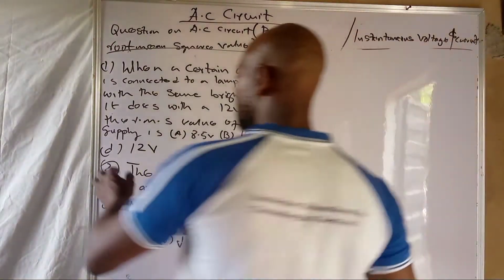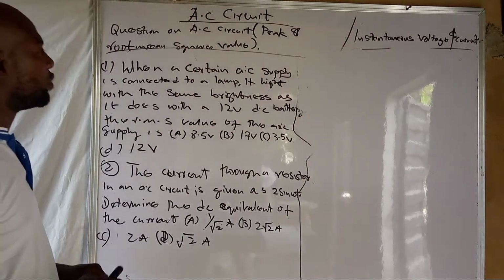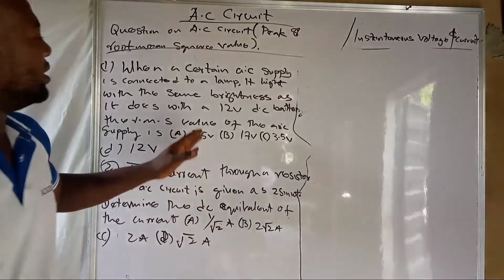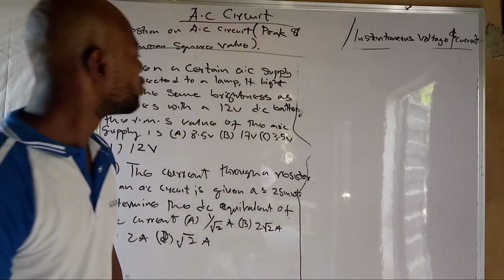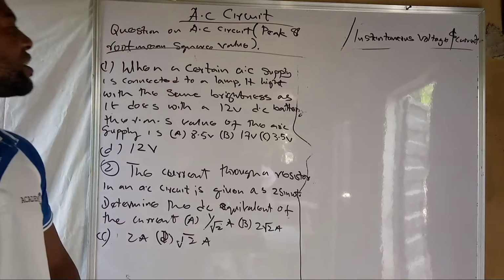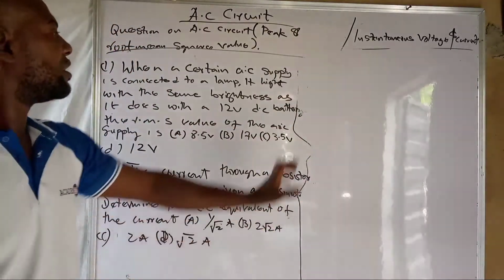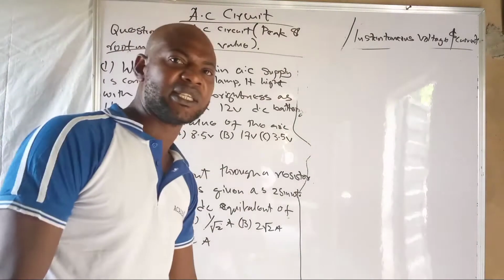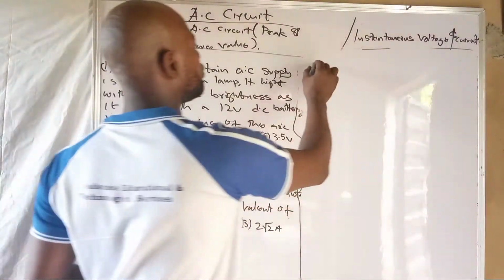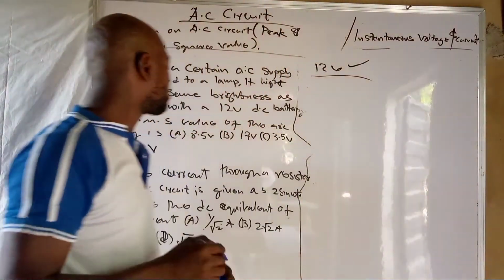12 volt here is the correct option because it's definitely the definition of root mean square. And what is root mean square? Root mean square is the same effect that AC will have on the circuit as DC. Therefore, 12 volts is the correct option for this question.